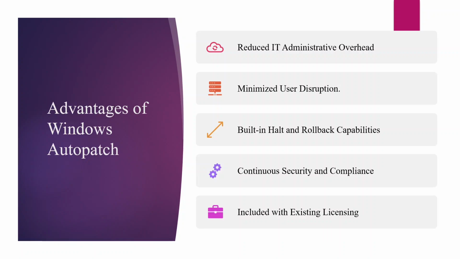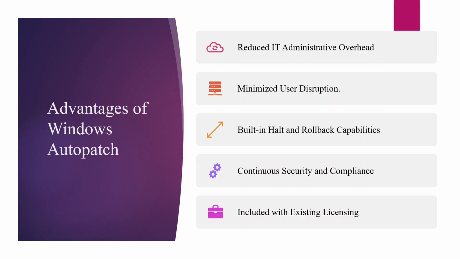Continuous security and compliance. It helps organizations reach their security goals, such as keeping more than 95% of devices on the latest quality updates. Also, it provides detailed compliance reporting via the Microsoft Intune Admin Center to ensure the admins can track system status easily. In general, the Windows Autopatch is included at no extra cost for organizations that already have the Windows 10 or 11 Enterprise E3 E5 licenses, Microsoft 365 E3 or E5 licenses, and the Business Premium license.